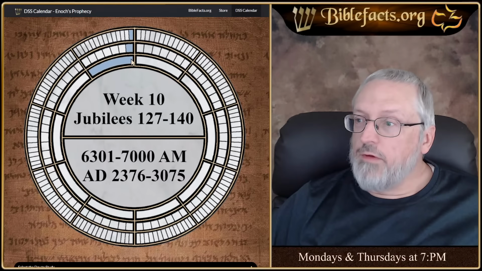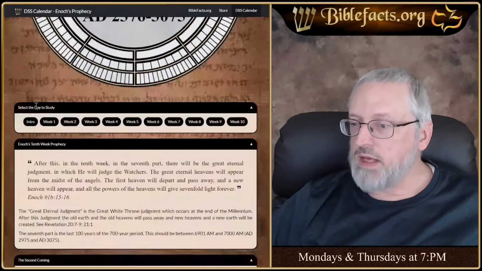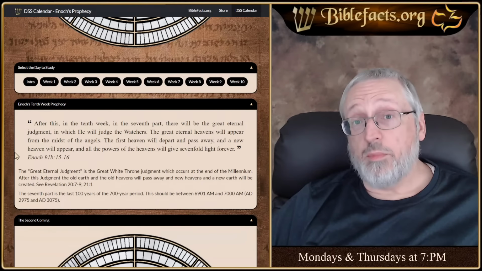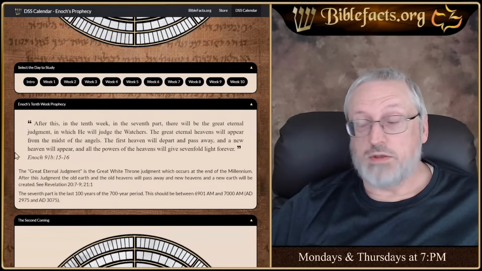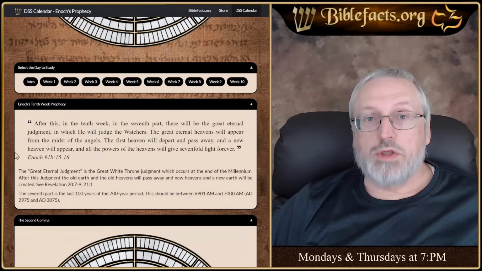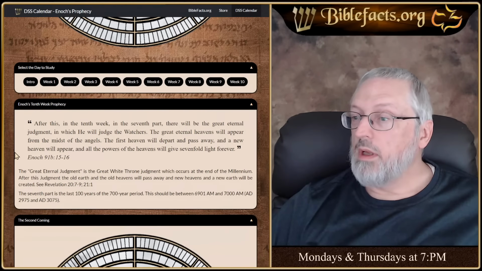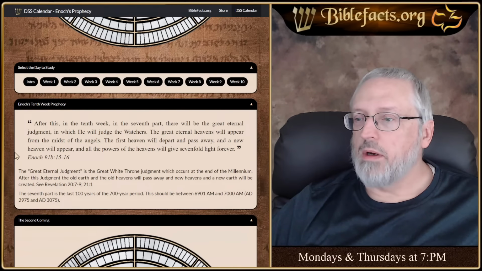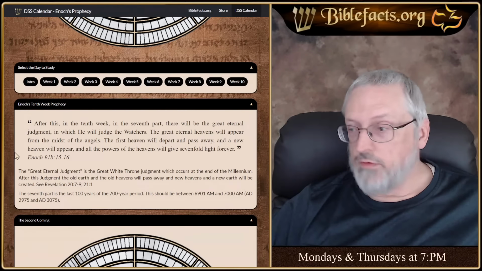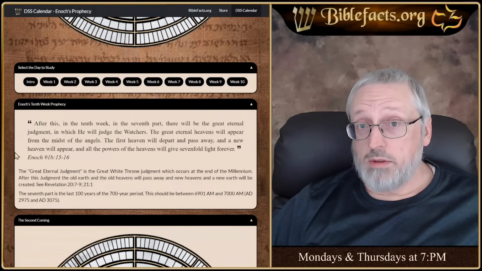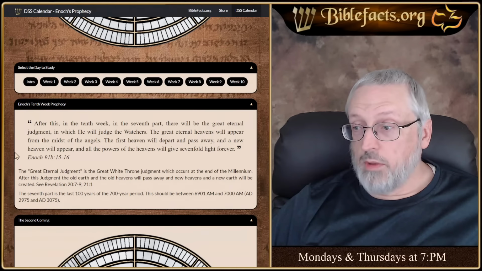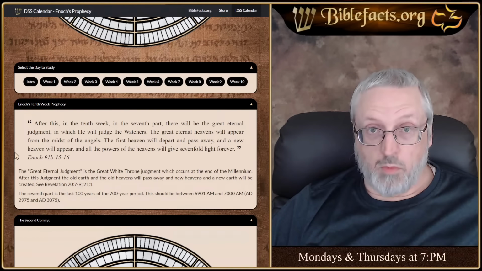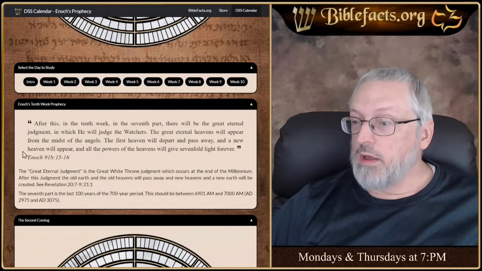But something happens at the very end of time. And this is what it says. After this, in the 10th week, in the 7th part, that last day of the week, that last 7th century, there will be a great eternal judgment. We call it the Great White Throne Judgment. He will judge the watchers. The great eternal heavens will appear from the midst of the angels, the new heavens. The first heaven will depart and pass away, and a new heaven will appear. And the powers of the heavens will give a sevenfold light forevermore. And so that's what we're talking about.